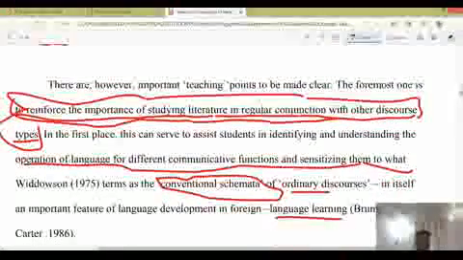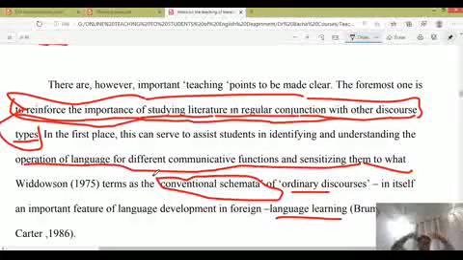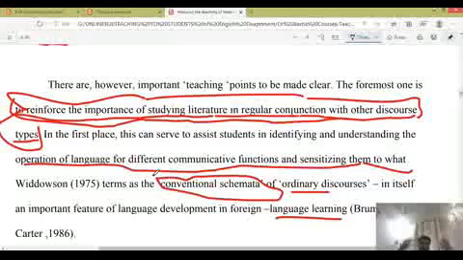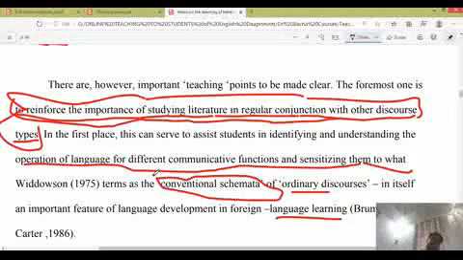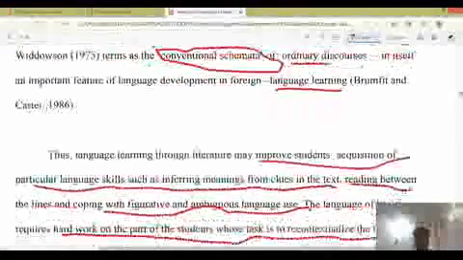This can serve to assist students in identifying and understanding the operation of language for different communicative functions, and sensitizing them to what Widdowson terms the conventional schemata of ordinary discourses. Schemata means the background knowledge, in fact. The shared knowledge we have is termed schemata, which is conventionally shared. You must have gone through Ferdinand de Saussure, who talks about language in that perspective. So, in itself, it has to develop that language learning.